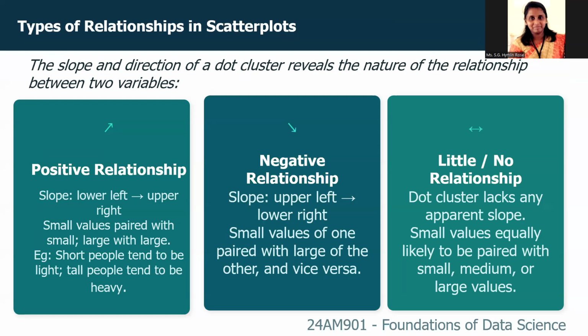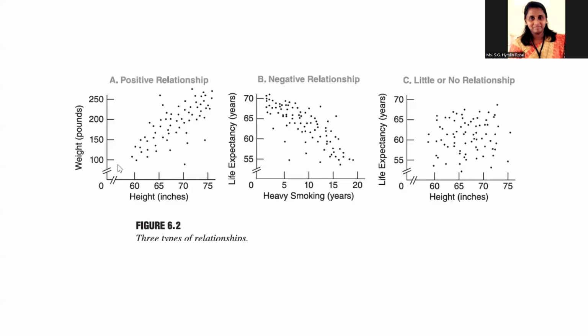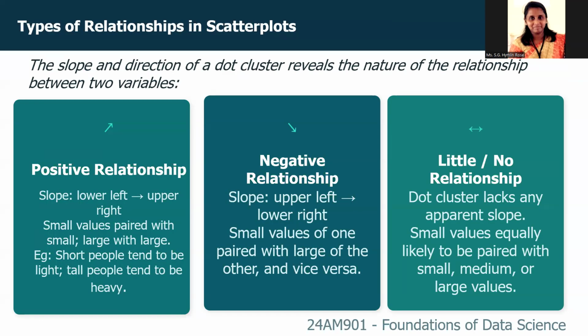The first is the positive relationship. First I will show the graph representing this. In the first graph, the trend is increasing, so its slope is from lower left to upper right. A dot cluster that slopes from the lower left to the upper right reflects a positive relationship, also called a direct relationship. In a positive relationship, small values of one variable tend to be paired with small values of the other variable. Large values of one variable tend to pair with large values of the other variable. Both variables increase or decrease together.